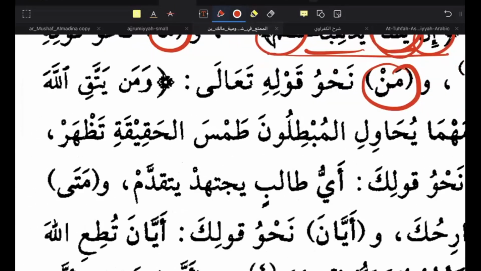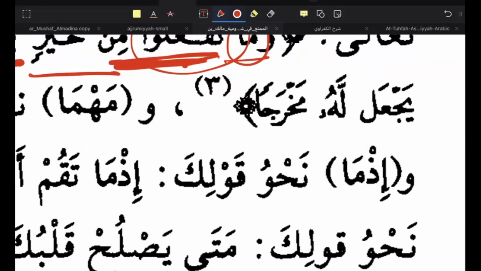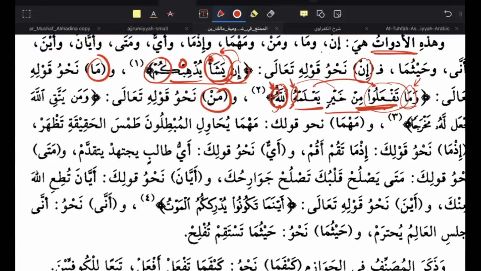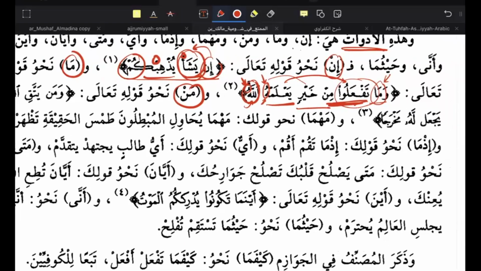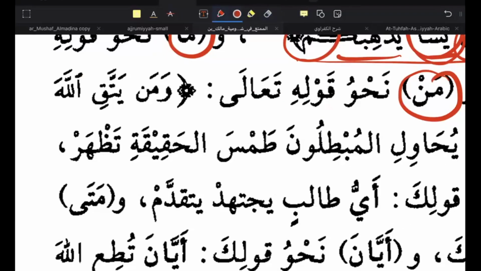Man is who. So in the Quran it says, وَمَن يَتَّقِ اللَّهَ يَجْعَل لَّهُ مَخْرَجًا. So we have man. By the way, is man harf or ism? Ism, ahsant. So man is ism. So we have the conditional tool ism, and the first one is the fi'l shart, yattaqi.